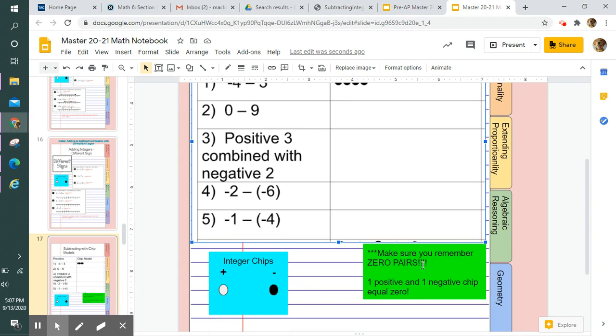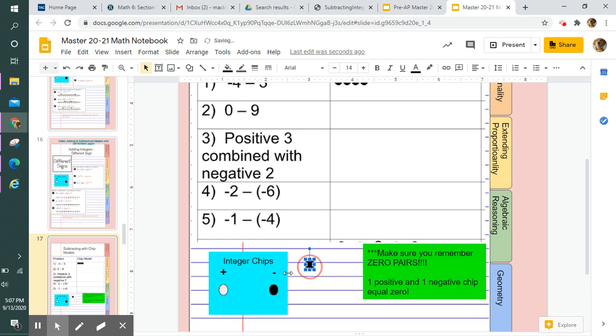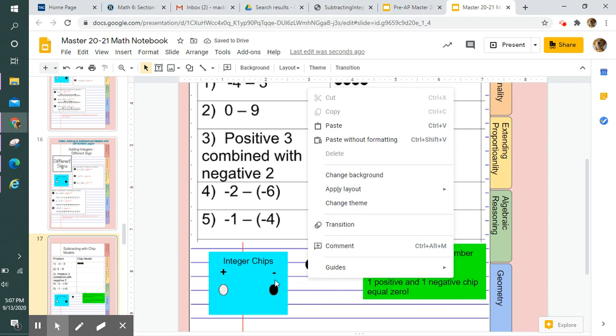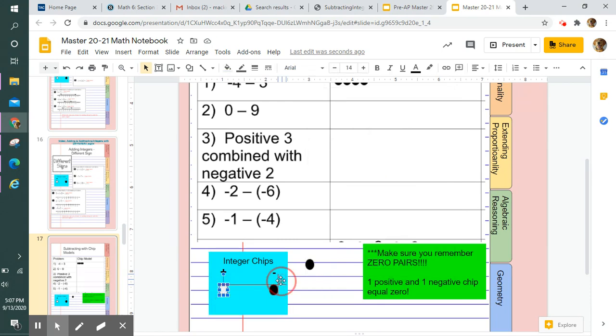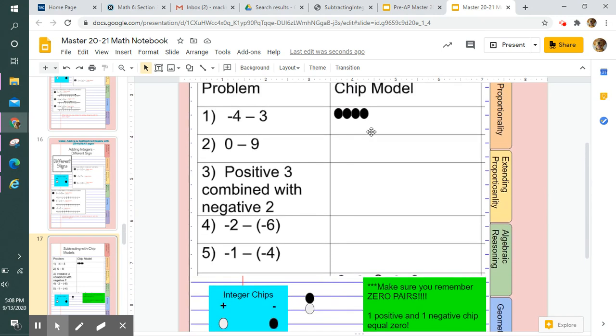Okay, so if you look at our little reminder down here, it says make sure to remember 0 pairs. So 1 positive chip plus 1 negative chip. So we put the positive and the negative together. And if you remember, those equaled a 0 pair. Okay, remember that from adding? We said we could cross those out and those were equal to 0. Well, now we're going to use those in a different way. Because right now we need to take away 3 positives, but we don't have any positives to take away from this problem up here. So what we're going to do is we're going to add 3 0 pairs.